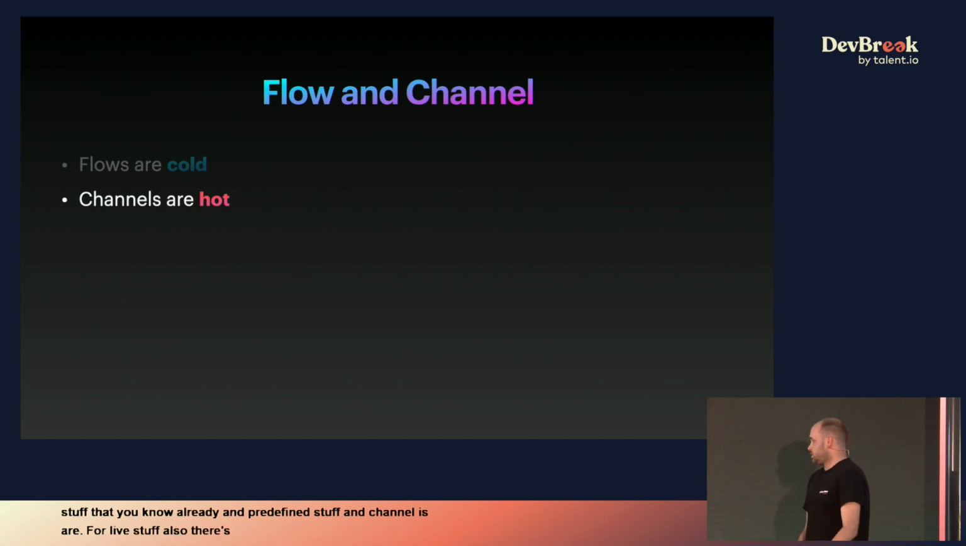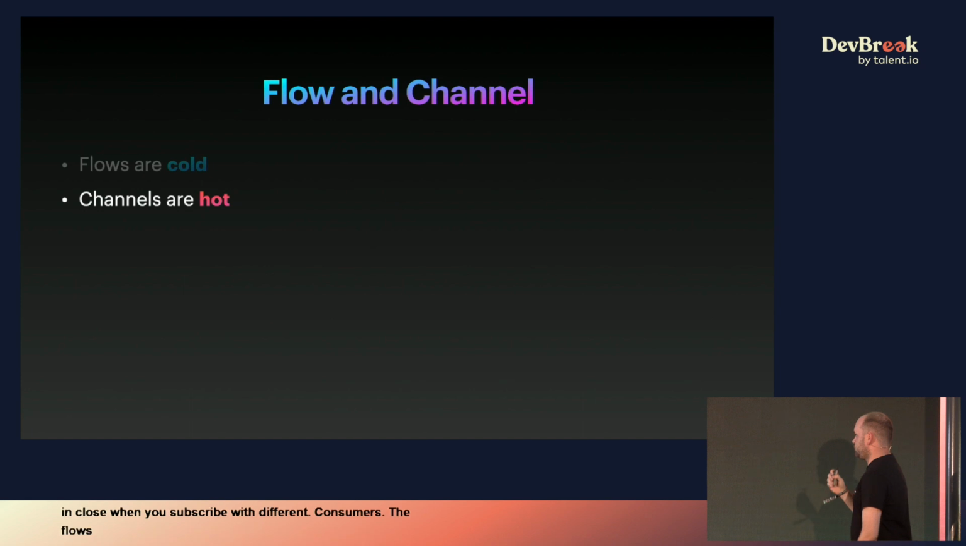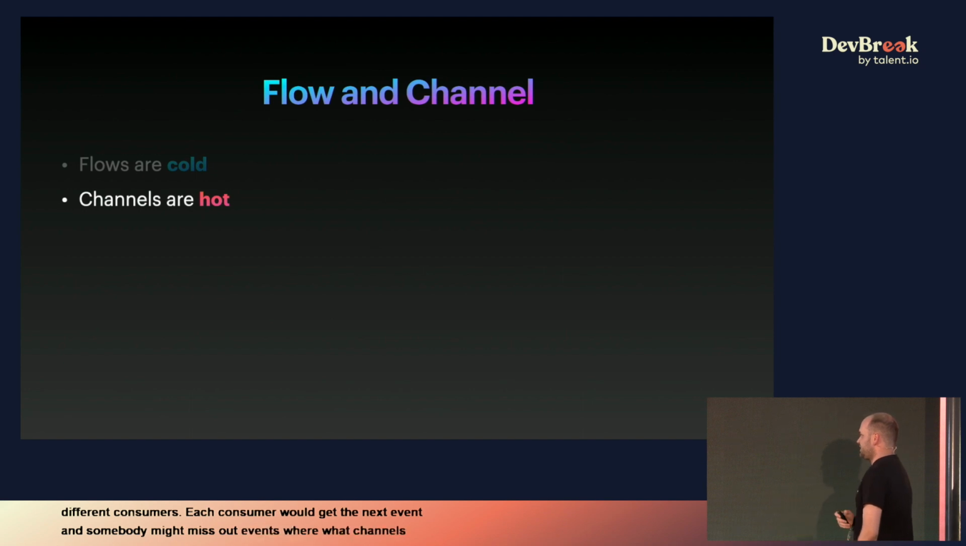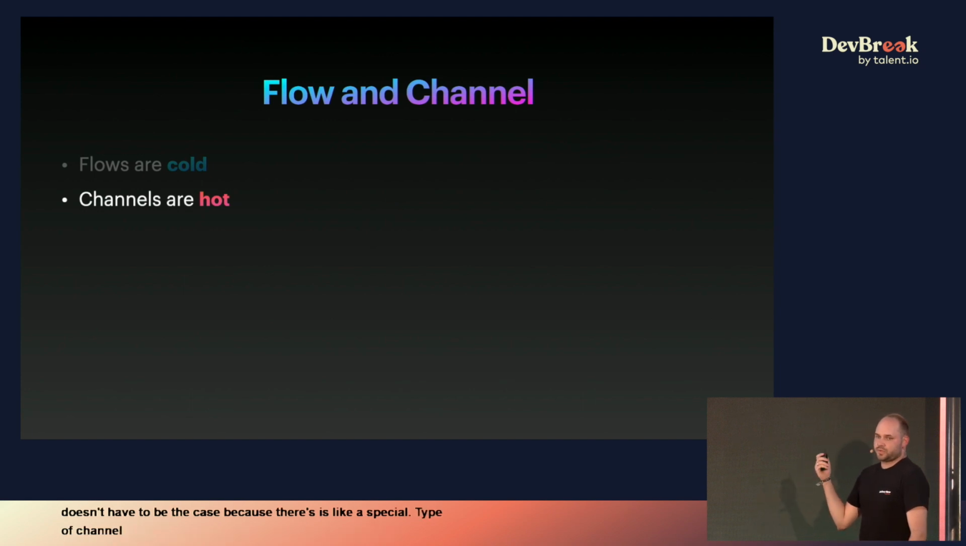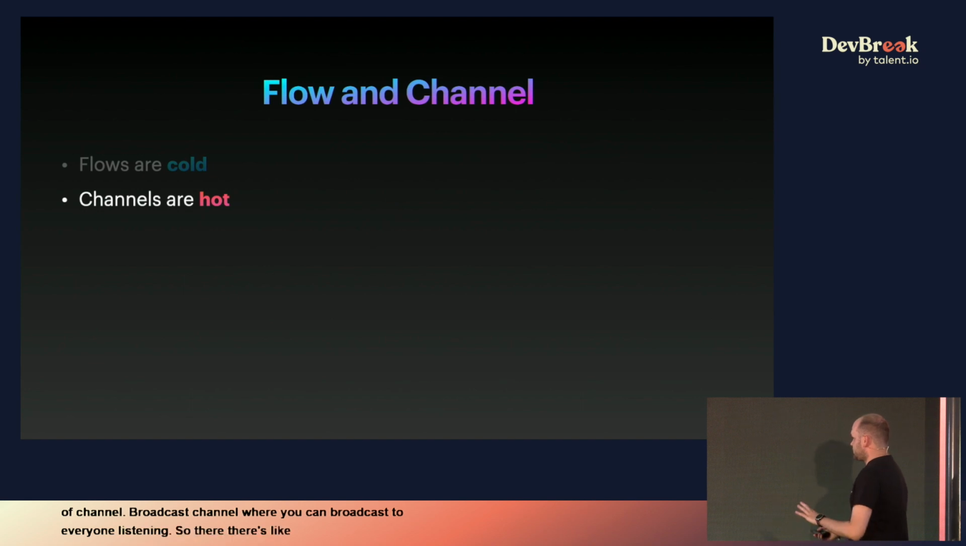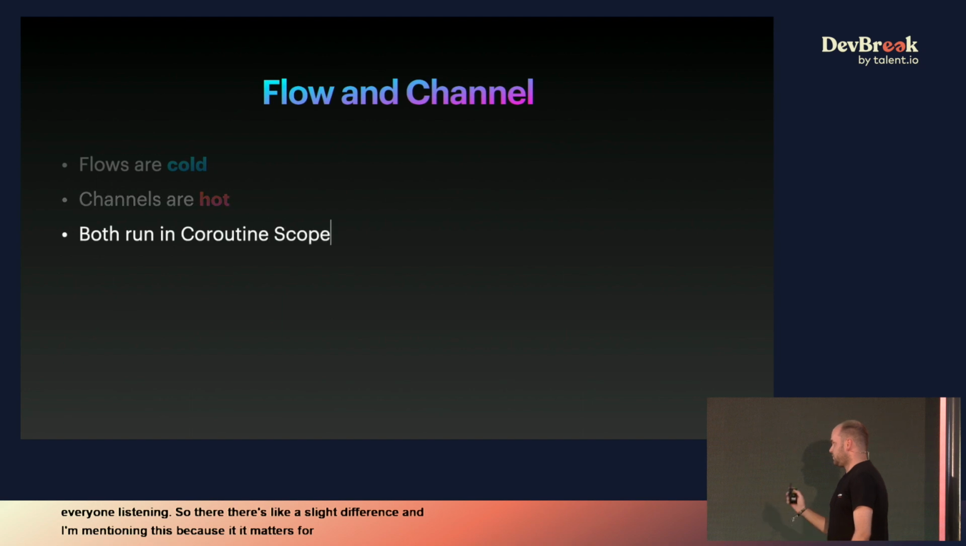Also, there is one behavioral difference. In flows, when you subscribe with different consumers, the flows will not duplicate events for different consumers. So each consumer would get the next event, and somebody might miss out on events. Whereas with channels, that doesn't have to be the case, because there is a special type of channel, a broadcast channel, where you can broadcast to everyone listening. So there's a slight difference, and I'm mentioning this because it matters for the next thing I want to talk about.